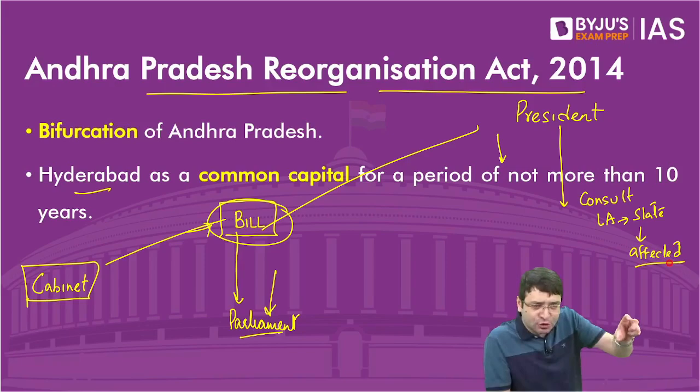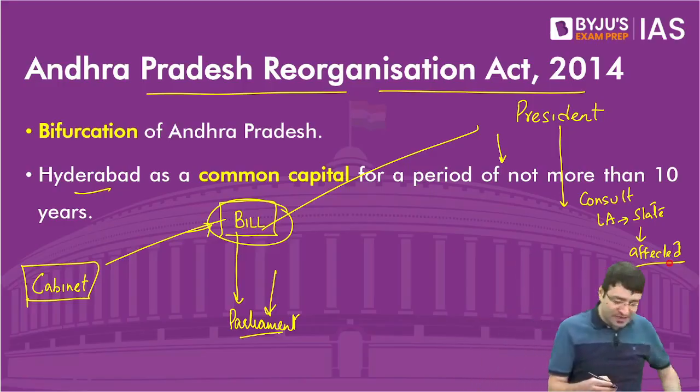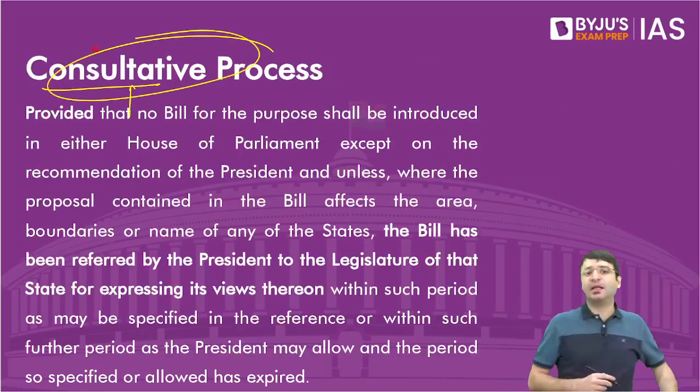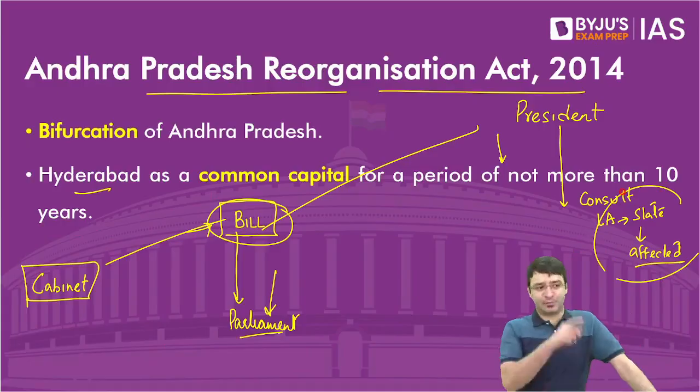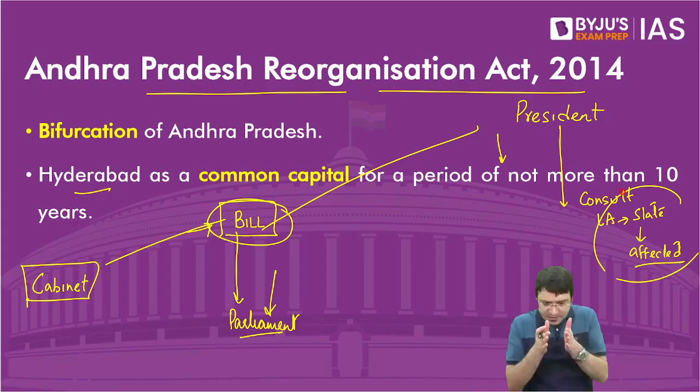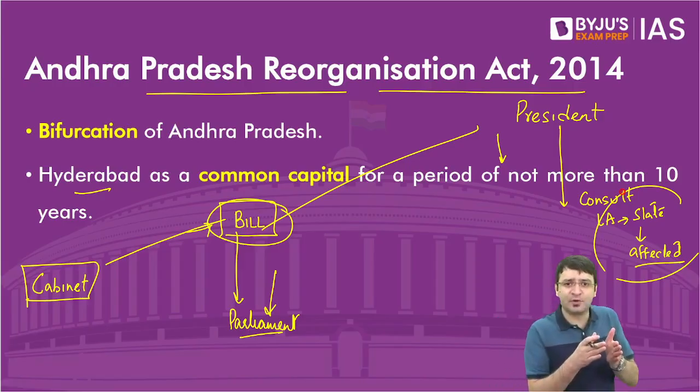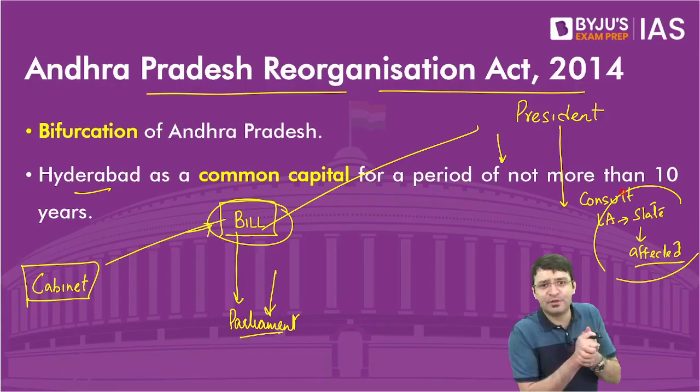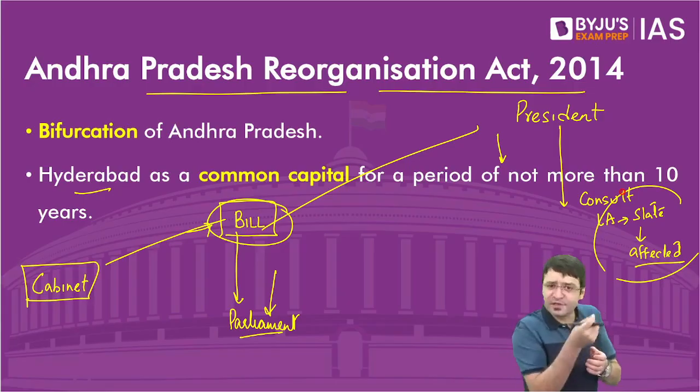Which state is going to be affected by this bill? Andhra Pradesh. The President has to consult the Legislative Assembly of Andhra Pradesh because that state is going to be affected by this bill. So this Andhra Pradesh Reorganization Bill was cleared by the Cabinet. The Cabinet sought the approval of the President. Mr. President, can you please do one thing? He said, what? Can you give us the approval? We want to introduce this bill in the Parliament.